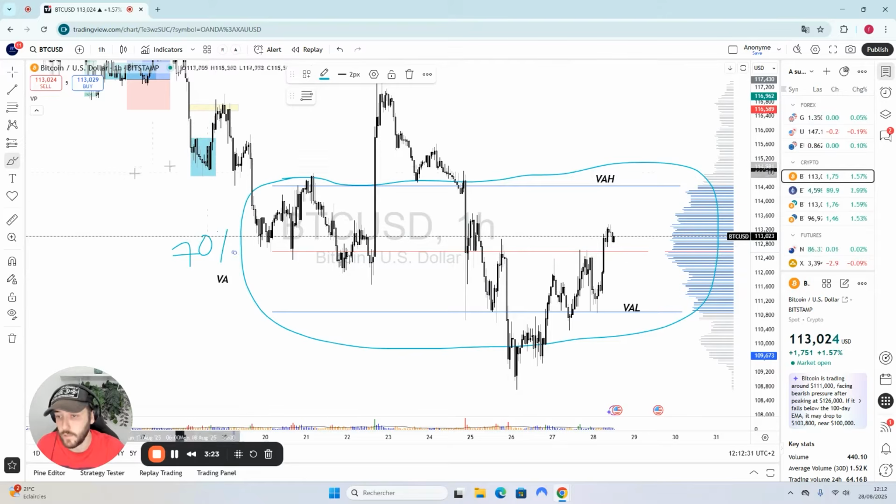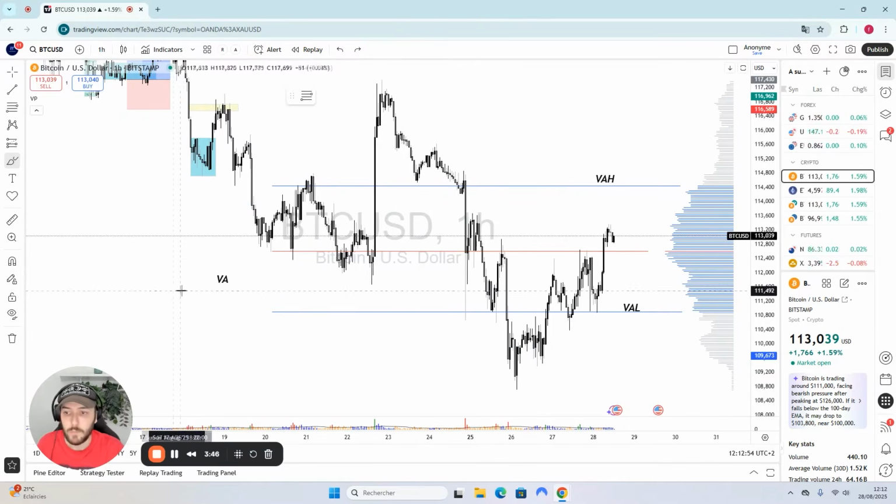So 70% of the volume on this area is between 114,400 and 110,900. So you can know that this is where the fight is happening between buyers and sellers, and this indicator will give you the information that this is the area where it's interesting to trade. That's the first thing you need to understand.